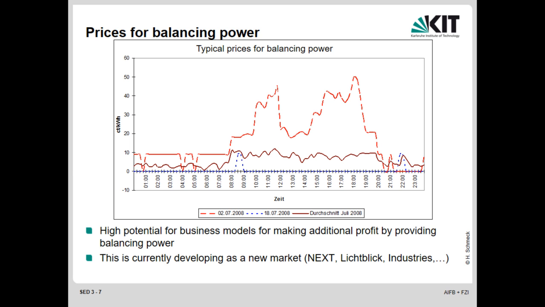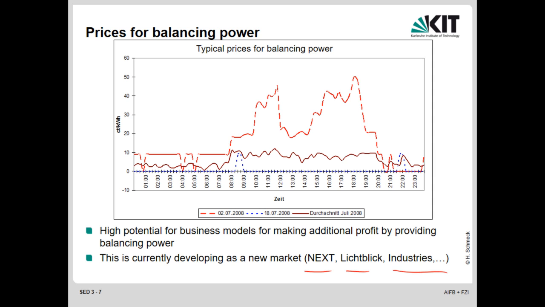Okay. So we know that there's a market for balancing power. I don't have to go into detail; this is just one quite old diagram to show the fluctuating prices there. Some stakeholders just try to get additional profit by providing balancing power. This is quite a market which is of interest. And we know that there are companies like Next or Lichtblick, and the industry is also working on that to provide balancing power and make money. This is quite a large market meanwhile, to provide balancing power, primary, secondary, and so on.